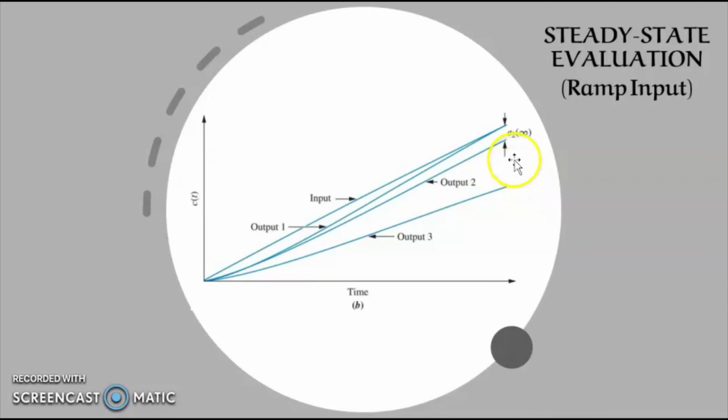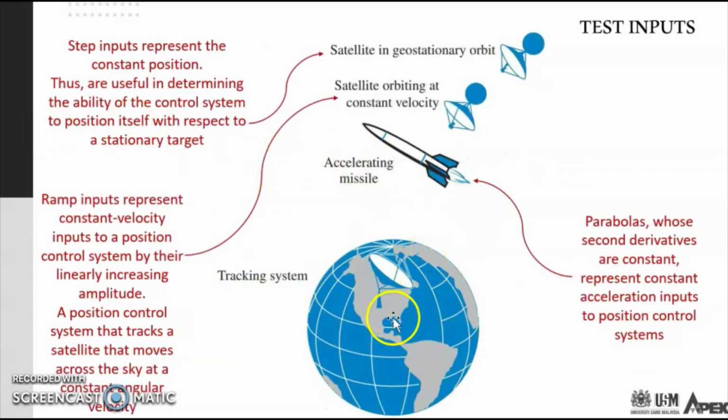So basically the test inputs are different. Even if you have the same system, like the last time you had that tracking system, once the inputs are different, it will give a different response according to the input that we consider.